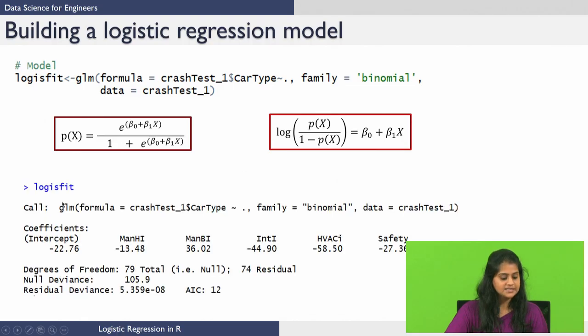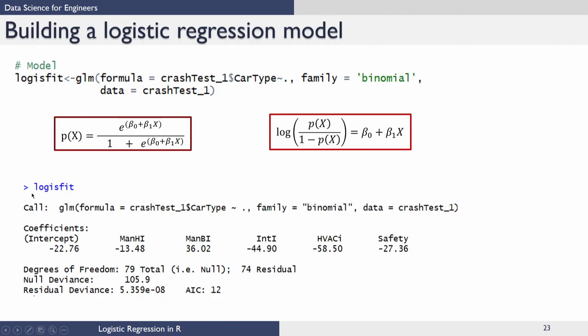Now let us look at the model. Now if you run your model, logisfit, in your console, this is what is displayed. In the first line it displays the formula, in the next line it displays the coefficients, then I have degrees of freedom. So, it displays 2 degrees of freedom.